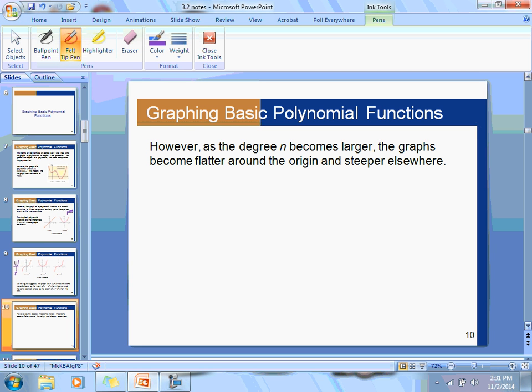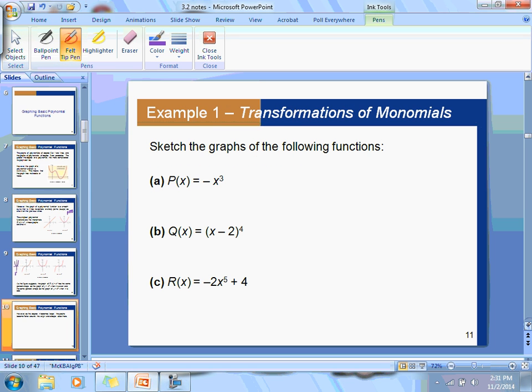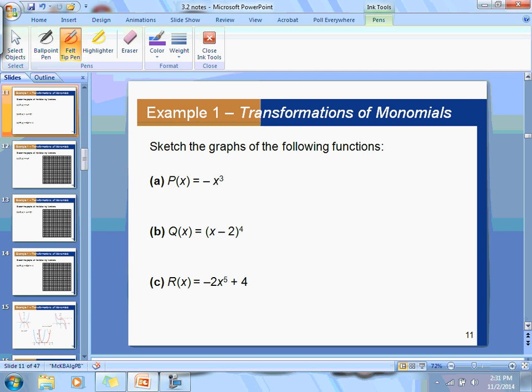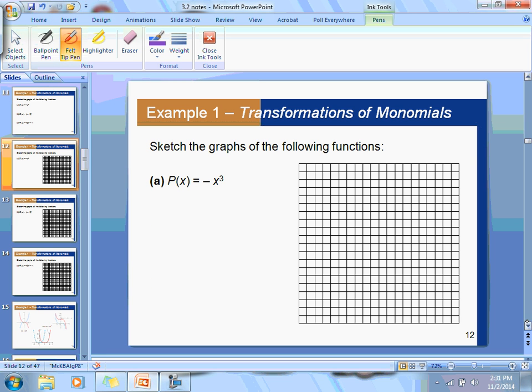So if you had a degree of x to the eighth, that graph would look like a parabola, but it would be really flat in the middle and then be really steep on the ends. Okay, so we're going to graph a few polynomial functions here. These are all three of the ones that we're going to graph, but I have individual slides for each of them. Okay, so this first polynomial that we're going to graph is negative x to the third.